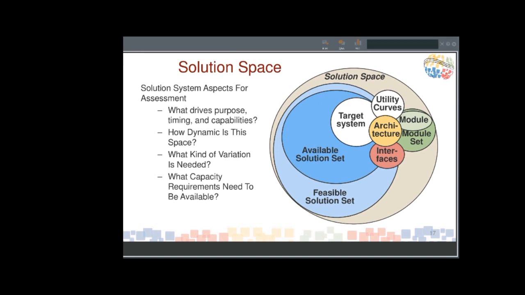We stole shamelessly from you, Rick, in terms of the whole Agile system architecture. The only thing we added were some aspects around utility curves, because you need some way to characterize your system elements in a way that you can quickly make trade-offs. So these are the kinds of things we put in there.